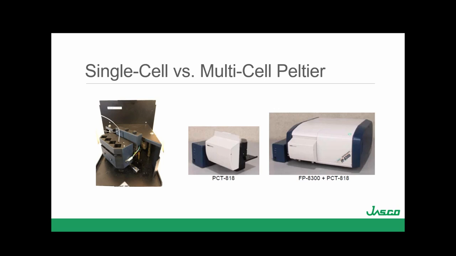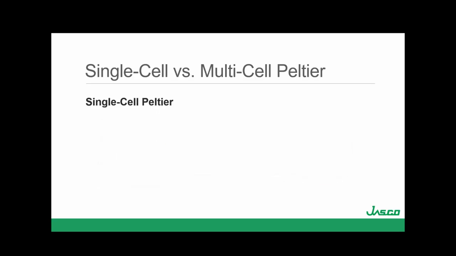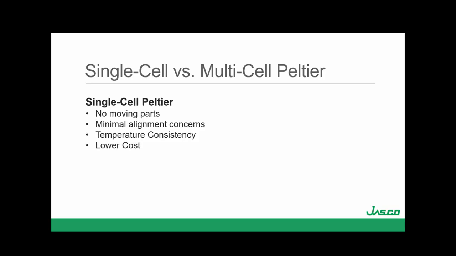The other big question is hardware, single cell versus multi-cell. It's going to come down to a number of both scientific and cost factors. Single cell Peltier, well, there's no moving parts, right? So it's really robust. Minimal alignment concerns, you just have to make sure you have the right Z height cuvette. Temperature consistency, you're not wondering about cell to cell variability. And it's a lower cost. So a lot of folks like this.